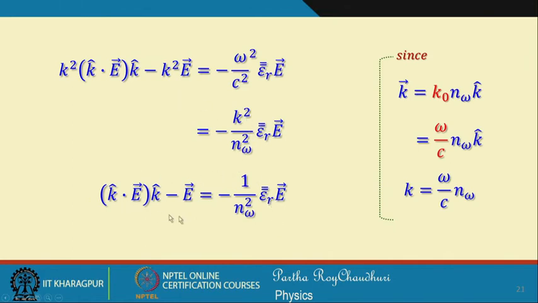So, we can write this equation, k square, k dot E, anyway this quantity is 0. So, minus k square E equal to 0. We will work with this equation, k equal to k naught n omega k cap. So, that is the direction of the k with the magnitude of k, k naught n omega. So, you can write k naught equal to omega by c. So, you can rewrite this equation again in this form.